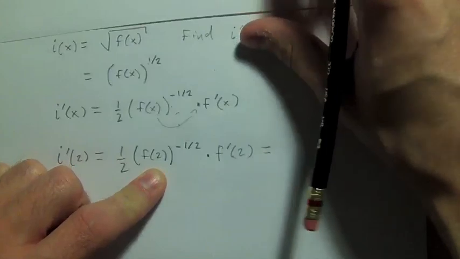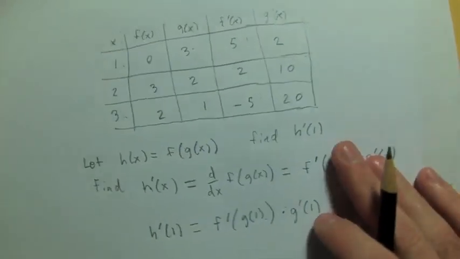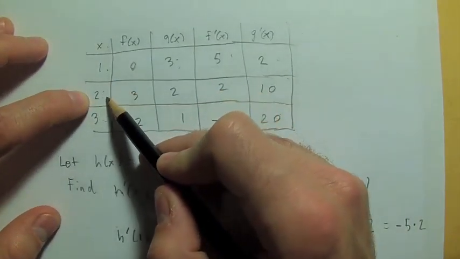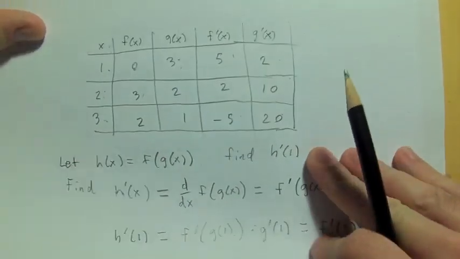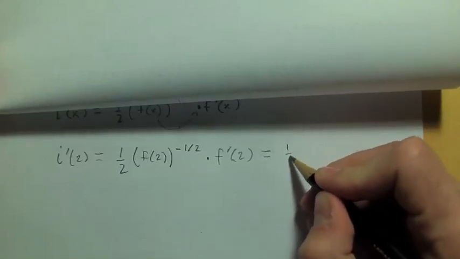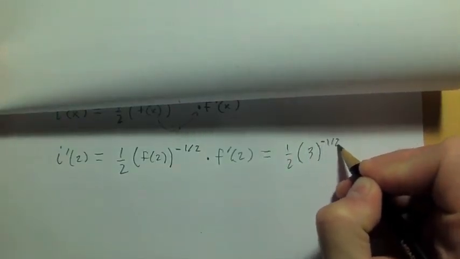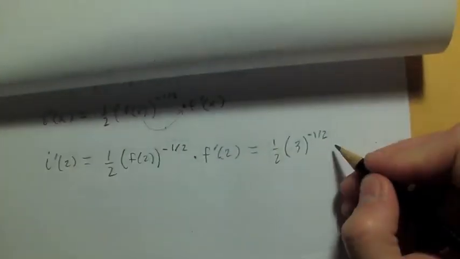Alright, and let's go to my table. I'm looking for f of 2 here. So f of 2. Go to my x equals 2 column. Go over to f. F of 2 is 3. So that'll be 1/2 times 3 to the negative 1/2. And then I need f prime of 2. So f prime of 2 is 2.